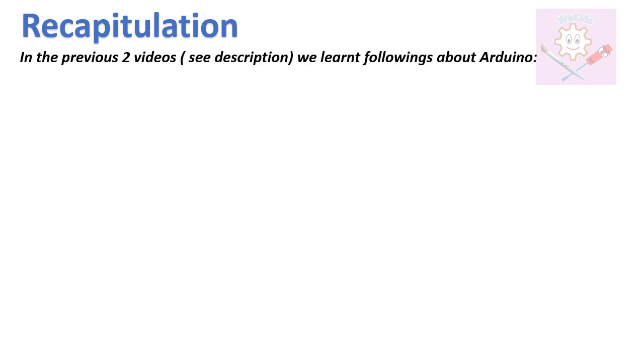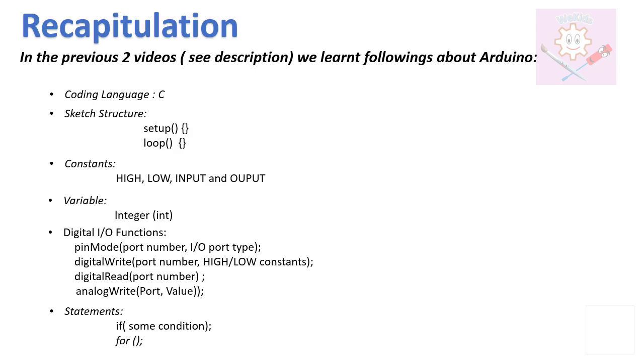Let's recapitulate. In the previous two videos, we learnt the following about Arduino: coding language, sketch structure, constants, variables, digital I/O functions, statements like if and for.